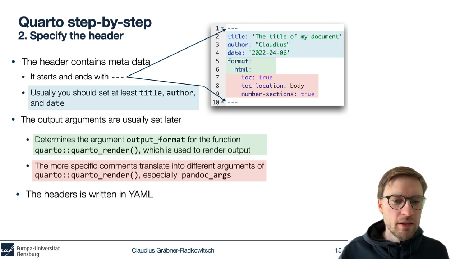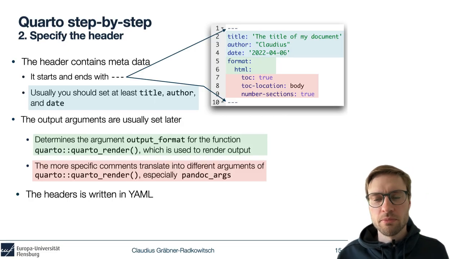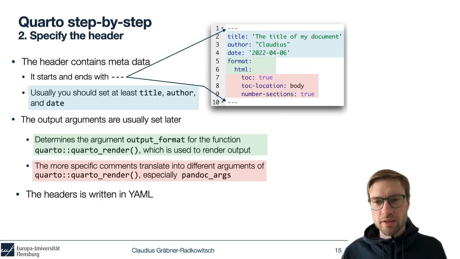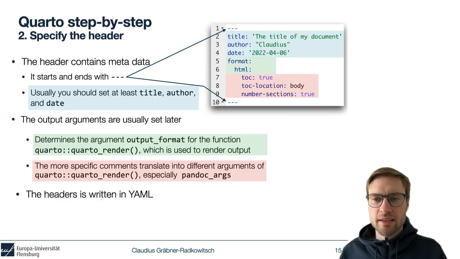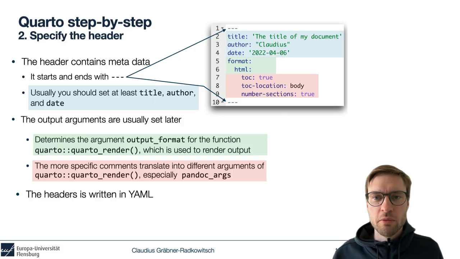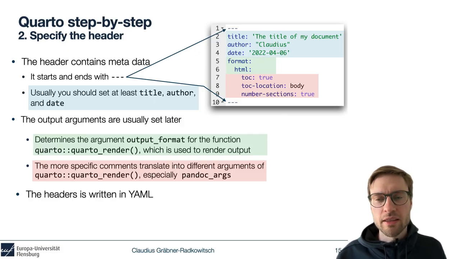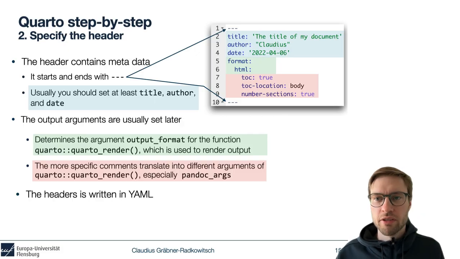document. As I said, this header is written in a language called YAML, and this is really not of central importance. For you, it's important that the structure of this header is always the keyword, the colon, and then the key or the values that belong to this keyword. So, for example, here we have the keyword title, and the value corresponding to the title is a character string, here the title of my document.